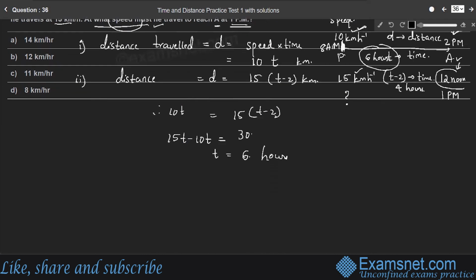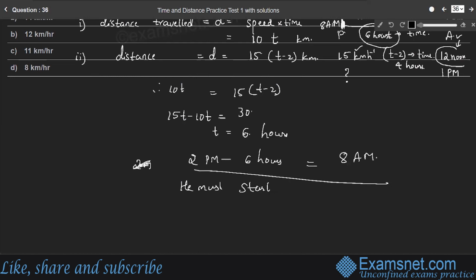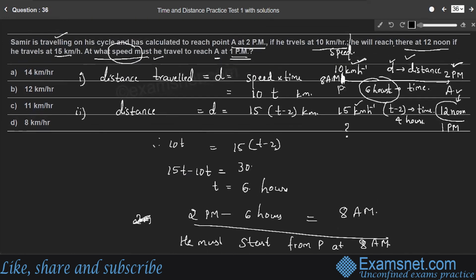Right? Therefore, 2 p.m. minus 6 hours is equal to 8 a.m. Therefore, he must start his journey from point P at 8 a.m. in the first scenario. So here, at what speed must he travel to reach point A? So speed in the third scenario is equal to distance by time.